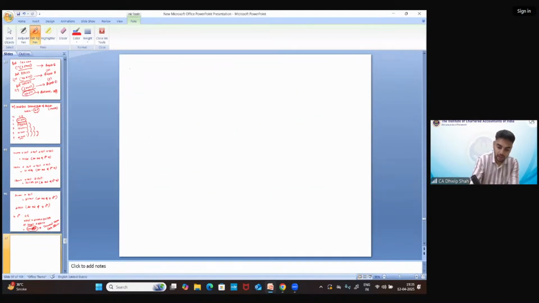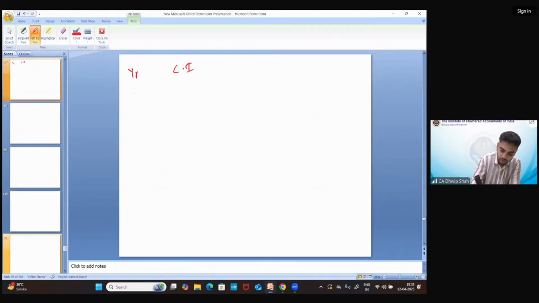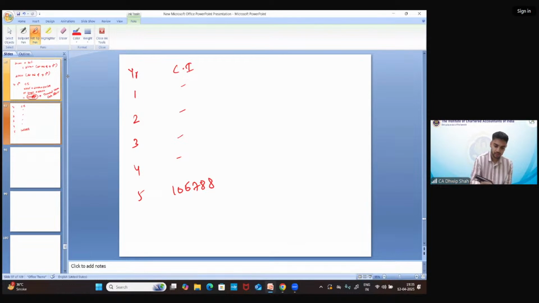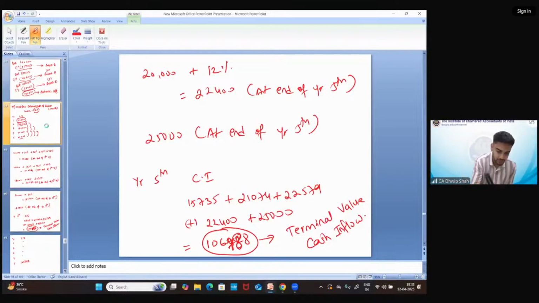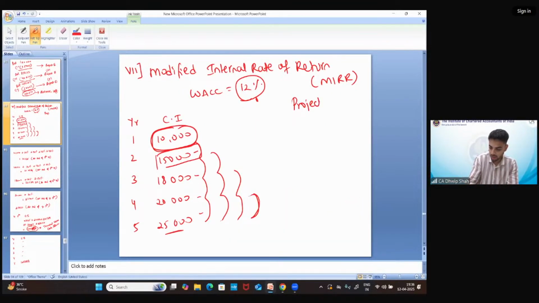Okay. So if you look carefully, my cash inflows are 0 in year 1, 0 in year 2, 0 in year 3, 0 in year 4, and 106,788 in year 5. Are you following? All the individual cash inflows have been brought to a single year cash inflow, which is called terminal value cash inflow or cash inflow at terminal year. Are you following? Okay. And let's say my project cost or my original investment is 80,000.